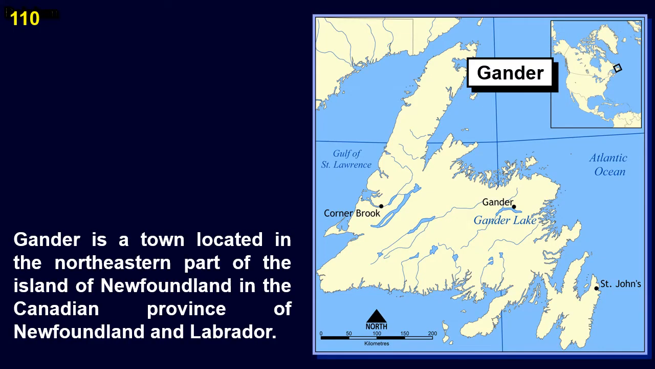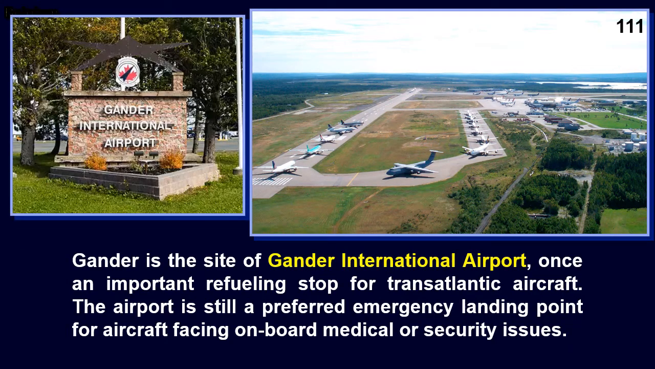Chapter 7. Gander is a town located in the northeastern part of the island of Newfoundland in the Canadian province of Newfoundland and Labrador. Gander is the site of Gander International Airport, once an important refueling stop for transatlantic aircraft. The airport is still a preferred emergency landing point for aircraft facing onboard medical or security issues.